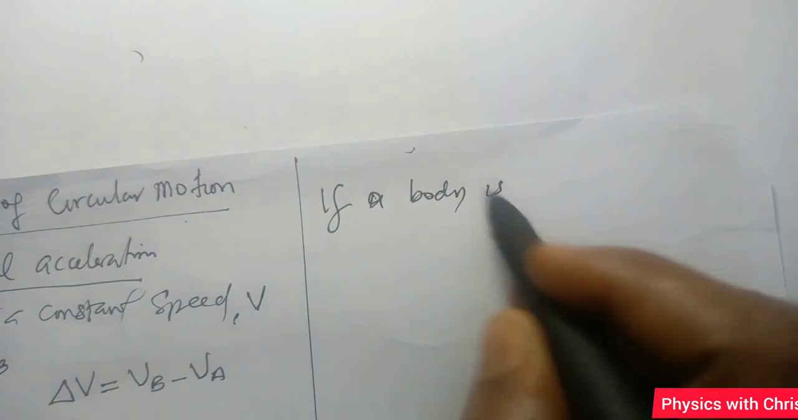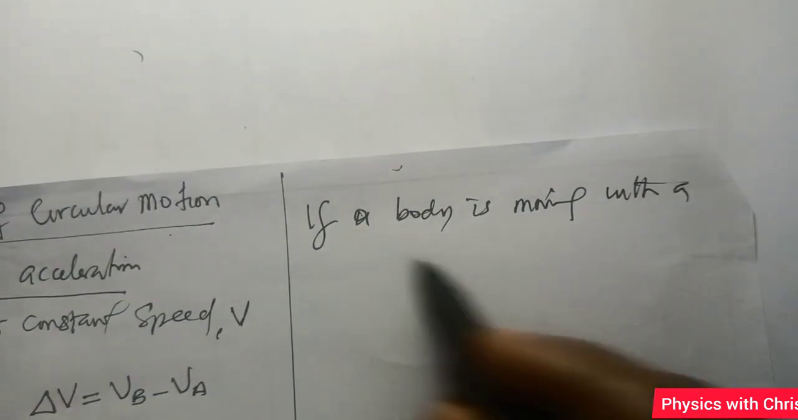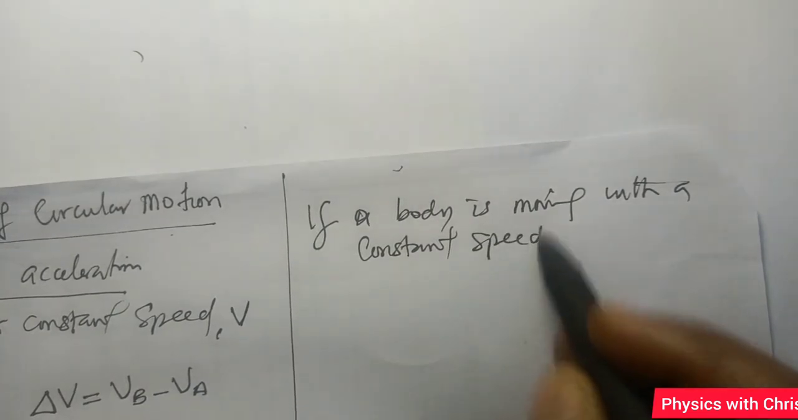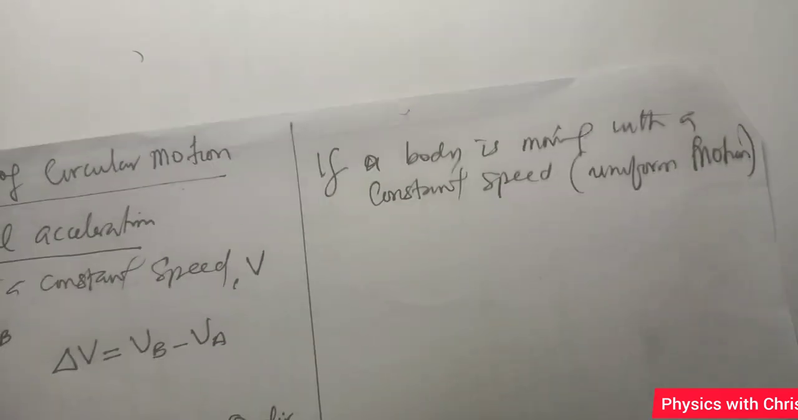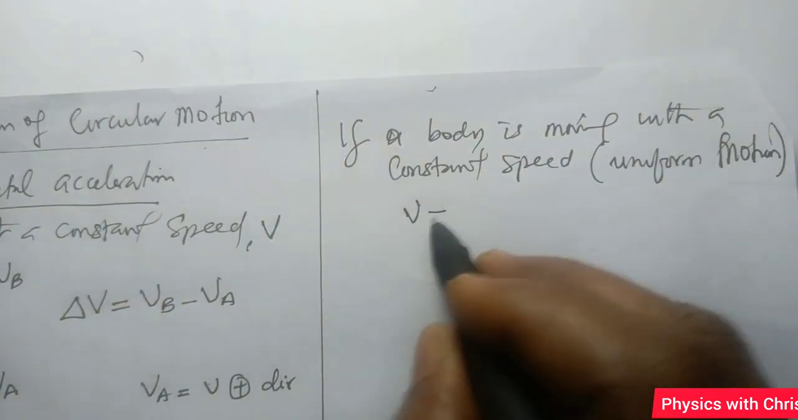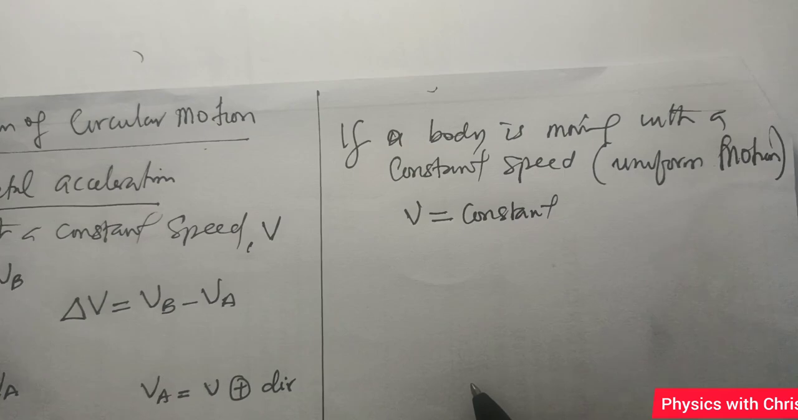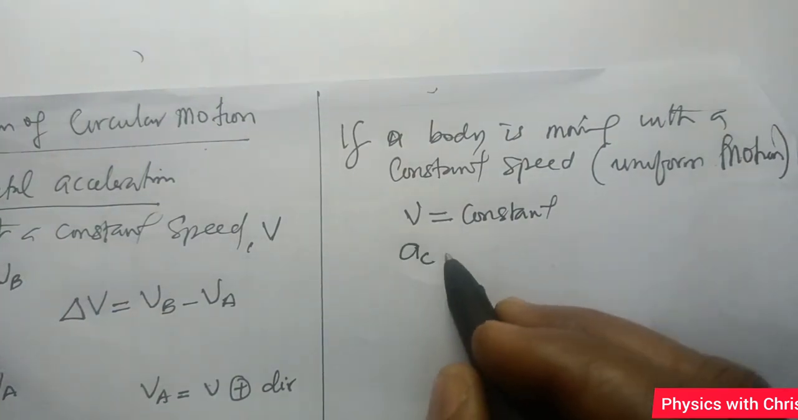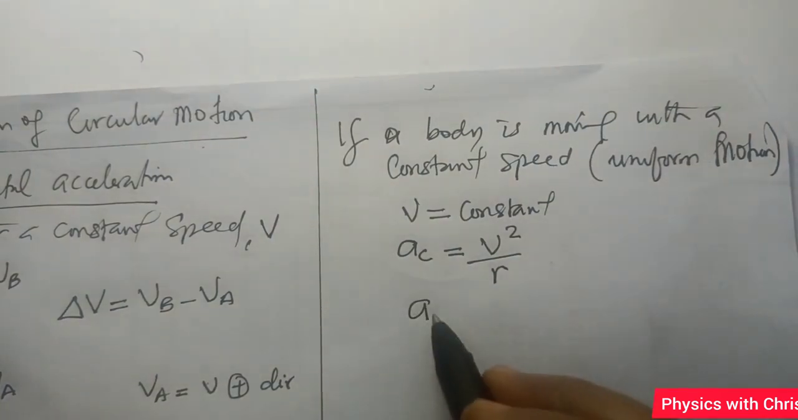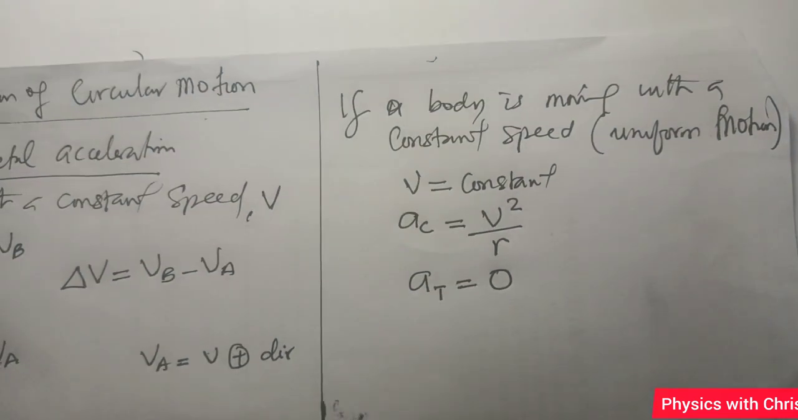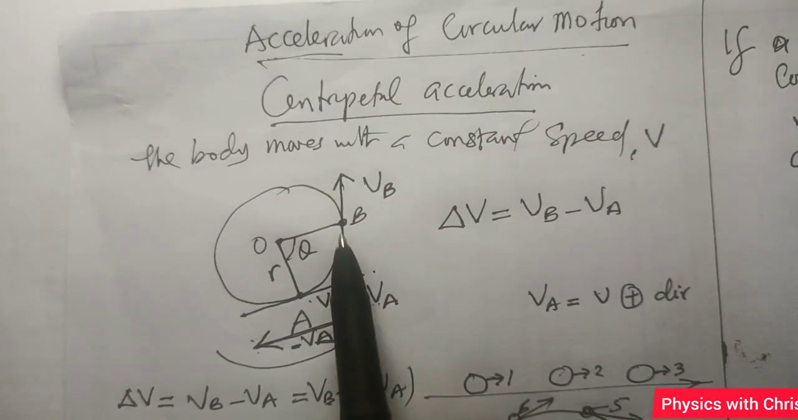So one thing about this, let's see the application. If a body is moving with a constant speed, this is a case of uniform motion. When the motion is uniform, it means the speed does not change. So when you have a body moving in a circle with a constant speed, that is v is constant in magnitude, it means that the centripetal acceleration is not zero. It is given by v squared over the radius of the circle. But tangential acceleration is equal to zero when the speed is constant. Recall that this speed acts along the direction of the tangent at every point on the curve where the body is. Okay, so that is for uniform motion.